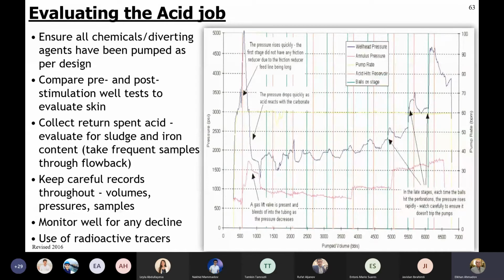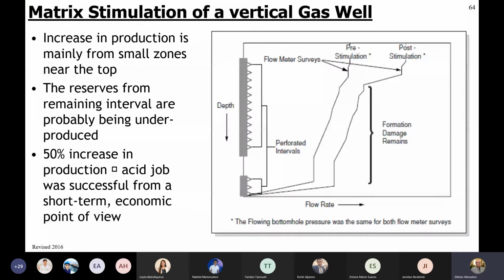Okay, again, you have seen this here. We have the pre-job and post-job PLTs, and here you can see that only the upper part got effect from this acid job. The rest are producing at almost the same rate, so low effect for the acid job.